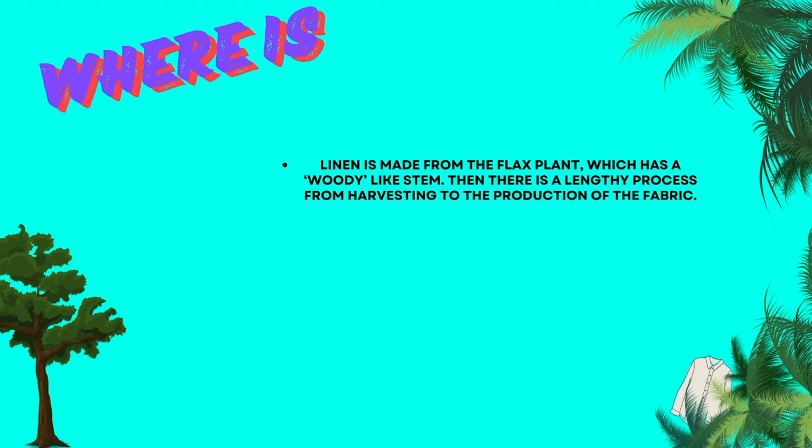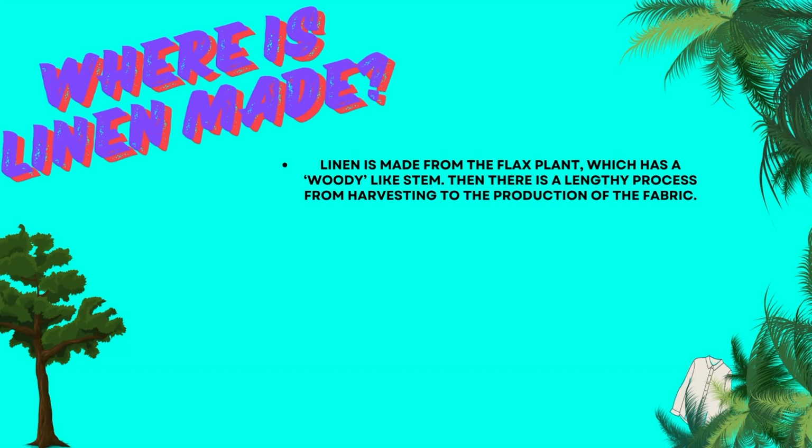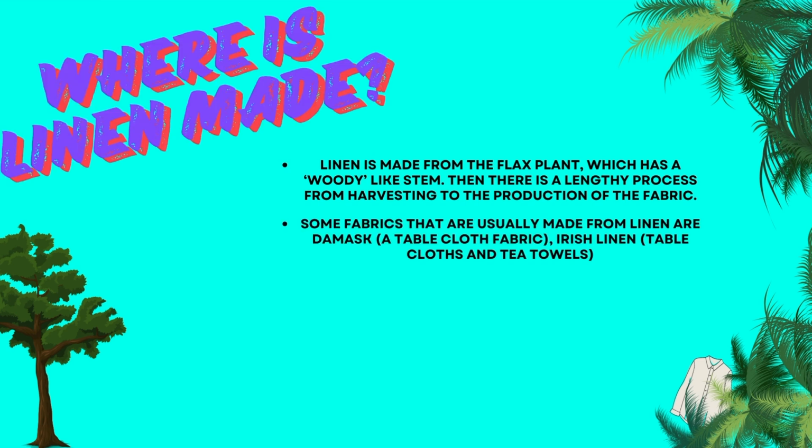Now about linen. Linen is made from the flax plant, which has a woody-like stem. Then there's a lengthy process from harvesting to the production of the fabric. Some fabrics that are usually made from linen are damask, a tablecloth fabric, Irish linen, tablecloths, and tea towels.